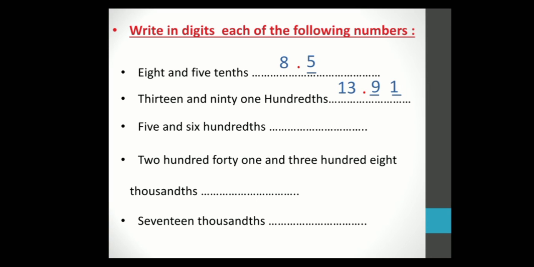5 and 6 hundredths. 5 is the whole number and then the decimal point. 6 hundredths is the decimal part. But hundredths means 2 decimal places. So I put 2 decimal places. But I have only 6. So first I write 0 and then 6.